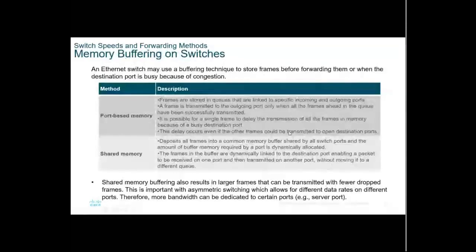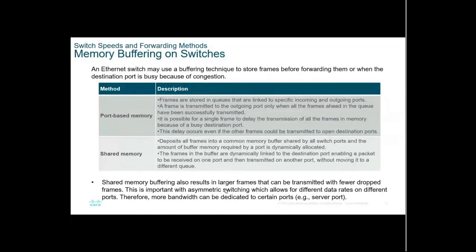Okay. All right. So memory buffering. Remember we talked about RAM just then, where we store these frames. We store in RAM, but we can have memory buffering on switches. So an Ethernet switch may use buffering techniques to store the frames before forwarding them, or when the destination port is very busy.